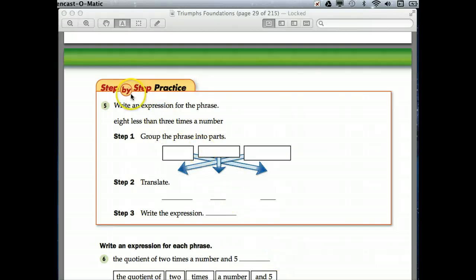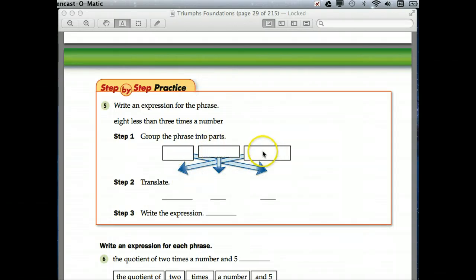Okay, now we've got a little bit more step-by-step practice here. They say to write an expression for the phrase 8 less than 3 times a number. So remember that less than is going to go in our middle box, and we've got to put our 8 over here. There we go. So what are we going to put in here? Group the phrase. 8 less than 3 times a number.